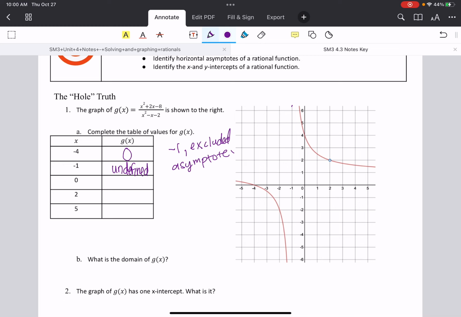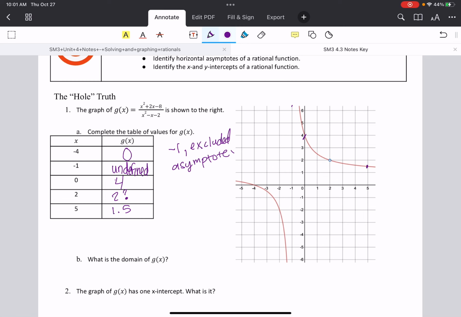Someone raise your hand. What did you get for g of 0? Yes. 4. Right here, go to your graph at 0. You go up and it hits that 4 right there. Okay, what about g of 2? 2. I'm going to put a little question mark there. And then g of 5. Yeah, 1.5.